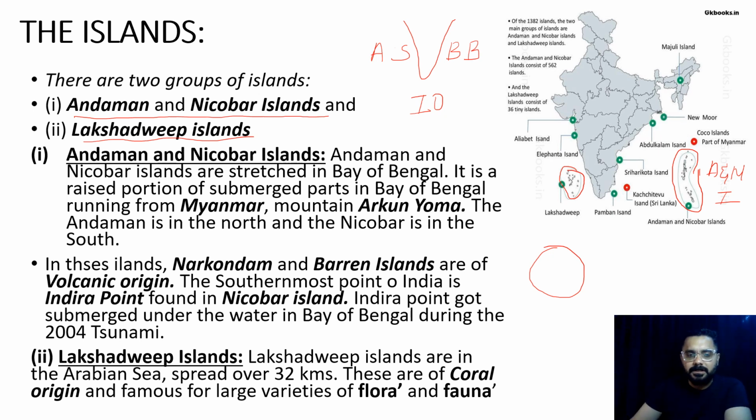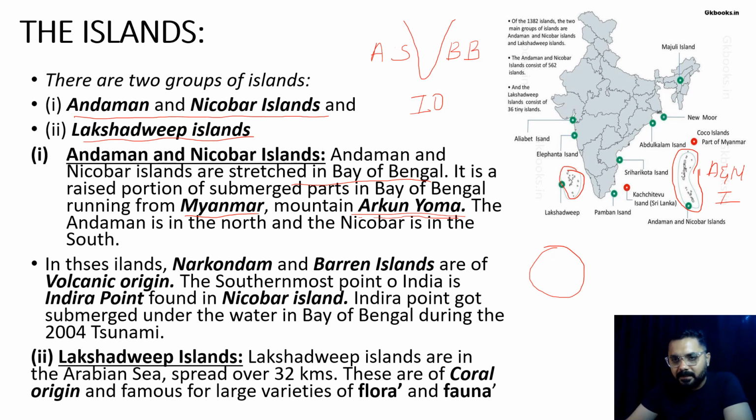Now, let us talk about the Andaman and Nicobar Islands. As you can see, these are stretched in the Bay of Bengal. It is believed that the Andaman and Nicobar Islands are the stretched portions of submerged parts in the Bay of Bengal running from another country called Myanmar. There is a mountain called Arakan Yoma. It is believed that they are stretched from the mountains of Arakan Yoma, and Andaman is in the north and Nicobar is in the south.